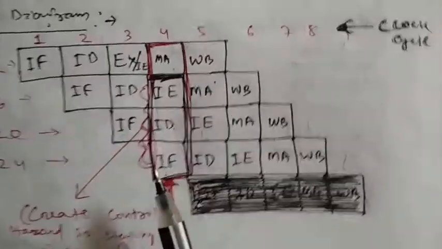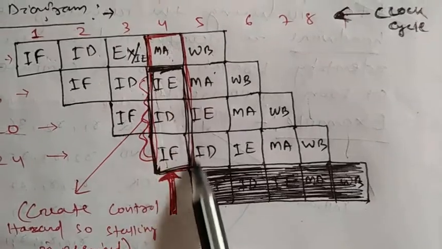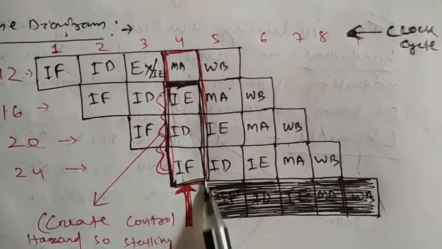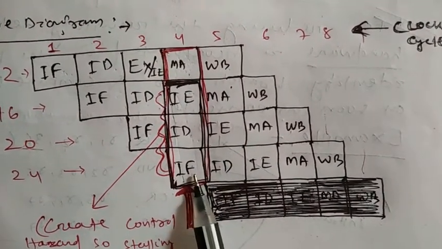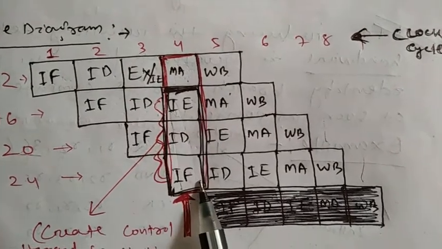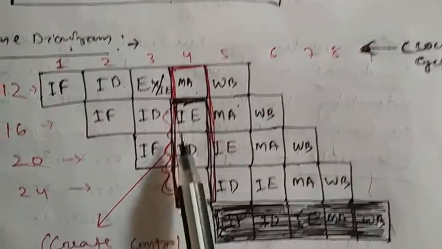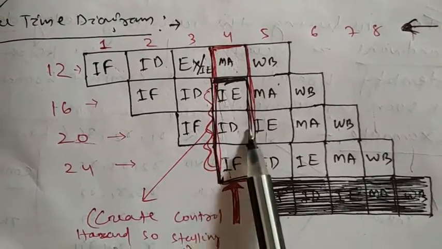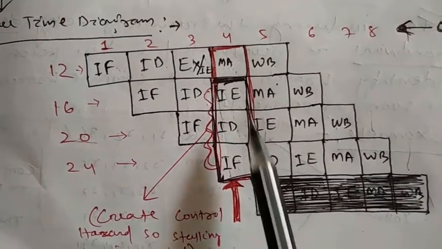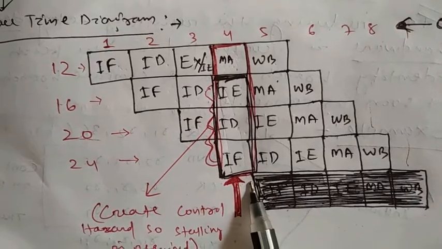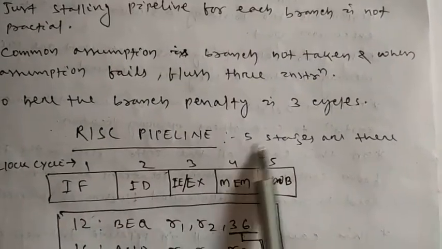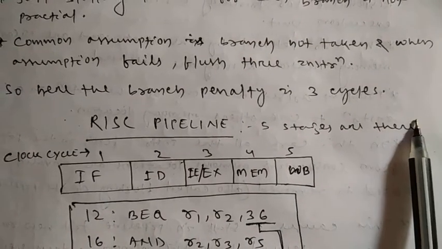So here is the branch penalty, look here: three instructions are being flushed, that's why it is called the branch penalty. Or you can say how many branch penalties are here: 3 branch penalties, because 3 instructions are being flushed here. Due to flushing 3 instructions, the branch penalty is 3 cycles. Get it everybody?